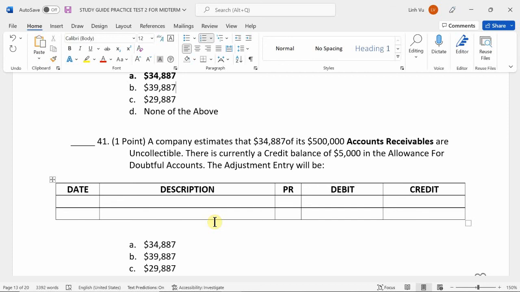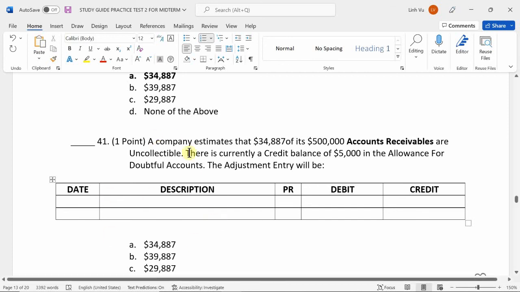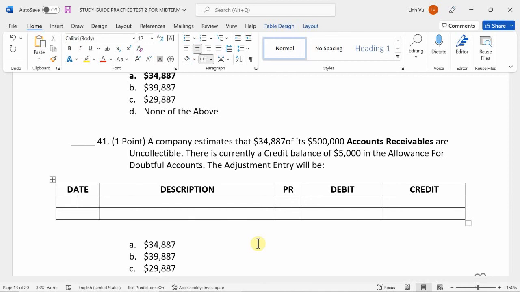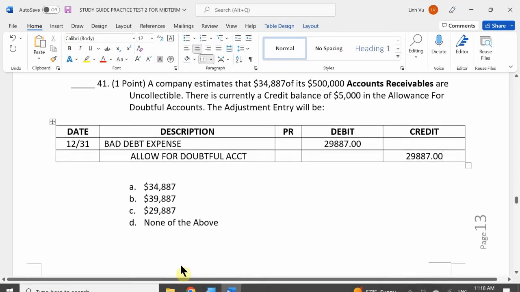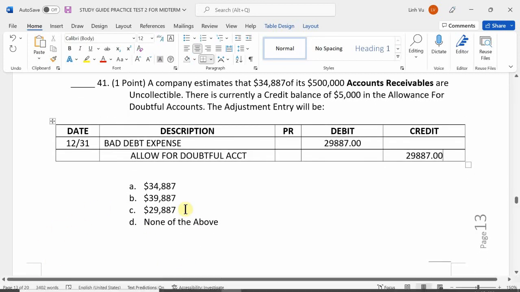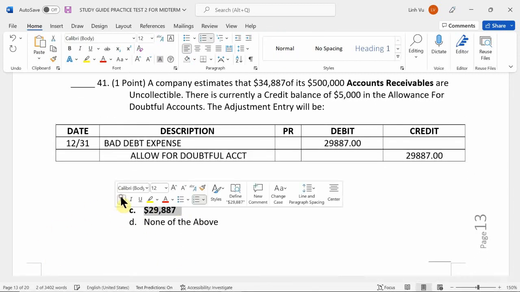In this case, you're going to subtract the two numbers, and that will give you 34,887 minus 5,000, which is 29,887. Okay, so 29,887. And so therefore, your letter answer here is letter C.